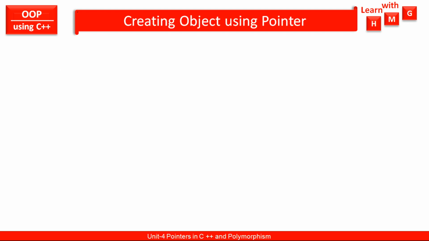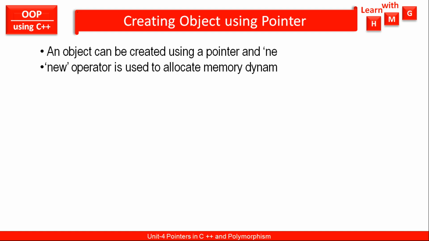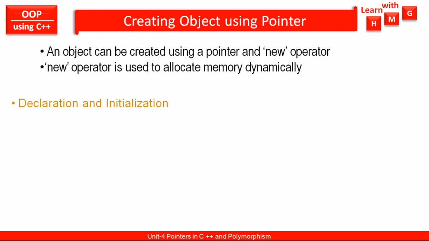Let us see how to create an object using a pointer. An object can be created using a pointer and the new operator. The new operator is used to allocate memory dynamically. Whatever memory we want to allocate, that size will be calculated, and according to the size, the number of bytes will be allocated for that particular object, and the address of the first location will be returned by this new operator. So let us see how to create an object using a pointer.